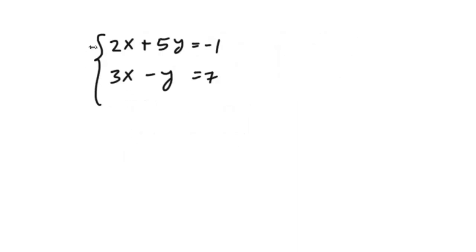So looking at the system of linear equations again, I can't just add or subtract the two equations to get rid of either the x or the y. Here I have to multiply the second equation by 5. The reason is that the first equation has a plus 5y, and we want to make this a -5. The only way we can do that is to multiply the whole thing by 5, okay?